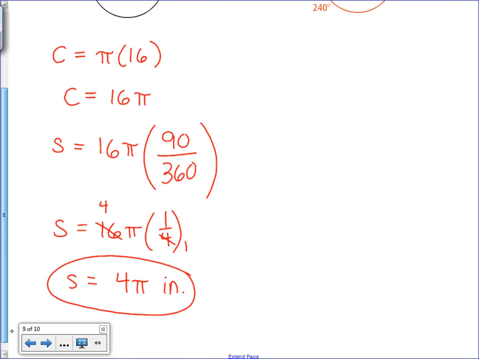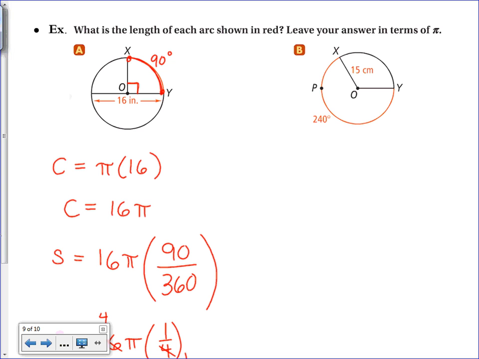So 4 pi inches. In the second circle, we're finding, let me show you what part of the circle is red here. They want us to find this arc, which is a major arc, and they want to see the length of it. So we know that the measure of that arc is 240. The length of it is going to be based on circumference. We'll start by finding pi times the diameter. Since the radius is 15, that means our diameter is 30. So that means the circumference of the entire circle is 30 pi.